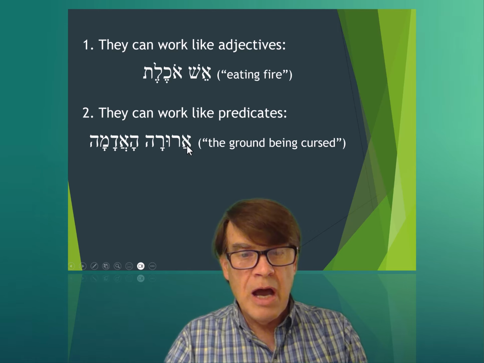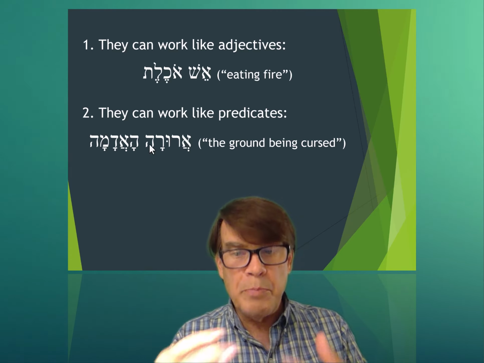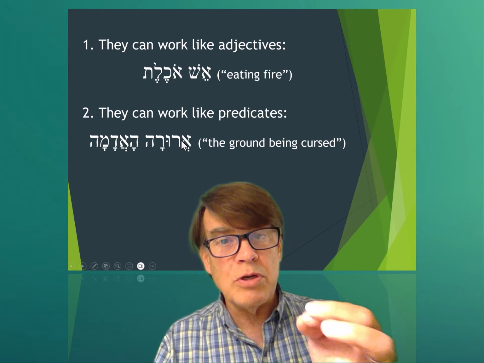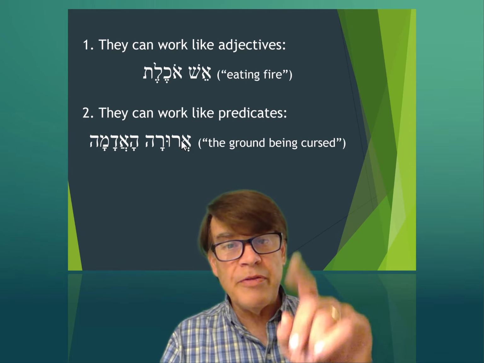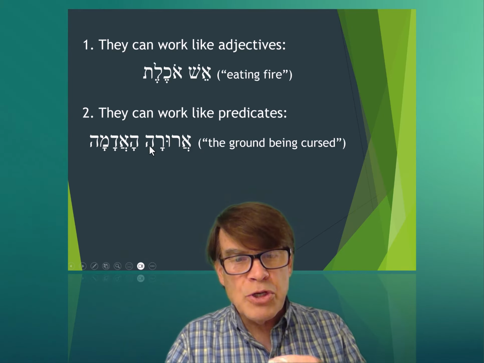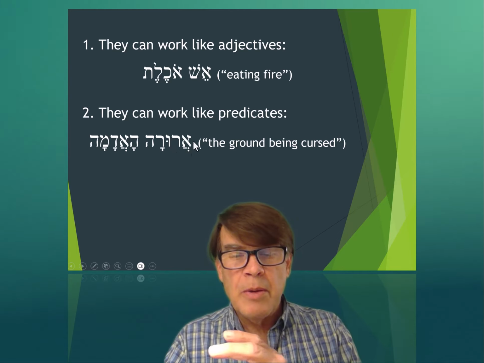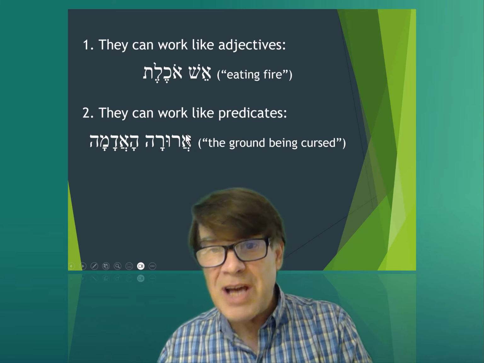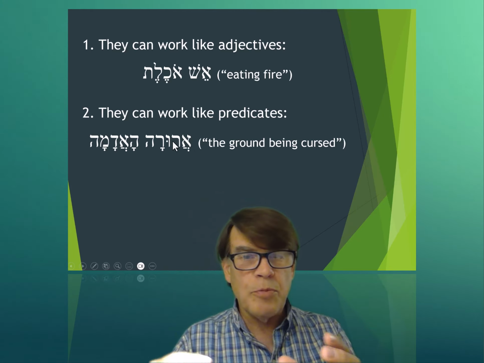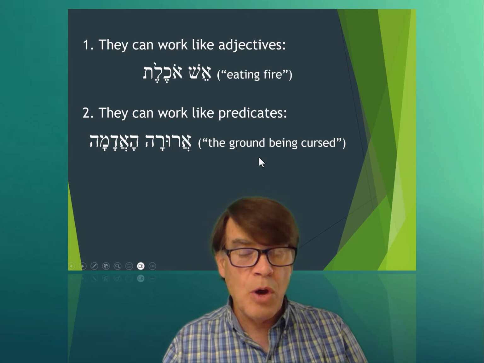And then arurah is a passive participle, being cursed. It's actually a Qal passive participle. More on that in a second. We've not seen that before in this series. But you can see in this case, the noun has the article, but the word being used as an adjective doesn't. And so that's a good case for putting in an is. So the ground is being cursed might be the translation of this.